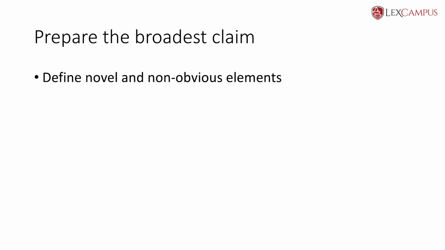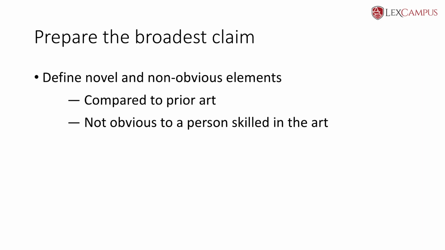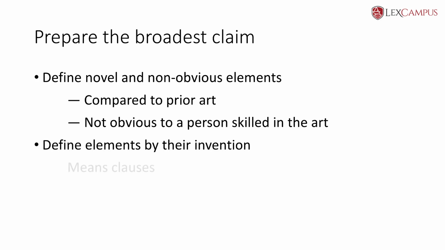Now, define the novel and non-obvious elements. You can do this by comparing it with the prior art, and you can ensure that your invention is not obvious to a person skilled in the art. Define the elements by their invention, because the elements will define the invention. If it's an apparatus claim, you're going to define the elements, the parts in it, and if it's a process claim, you're going to define the steps.